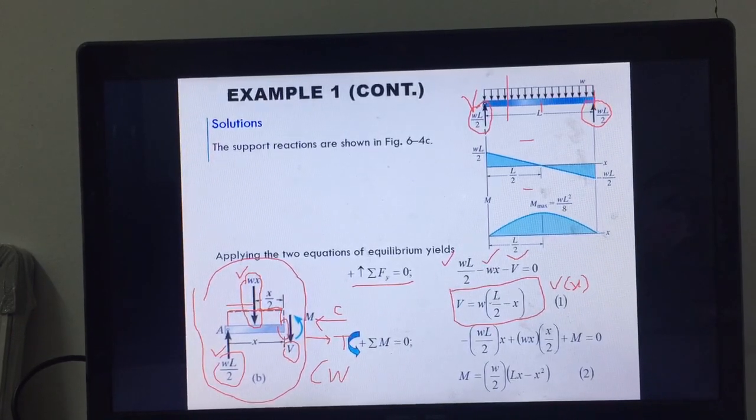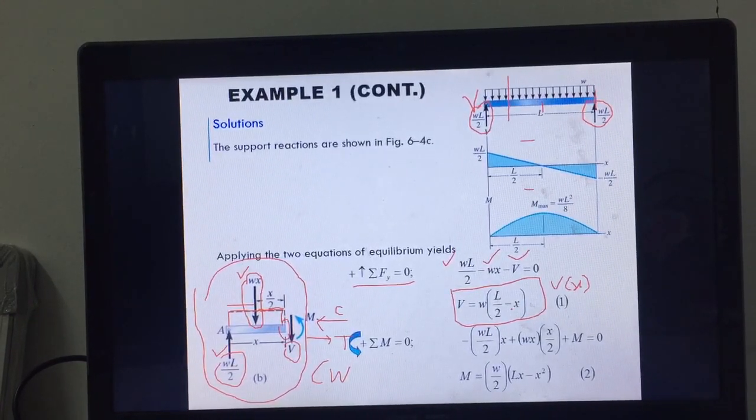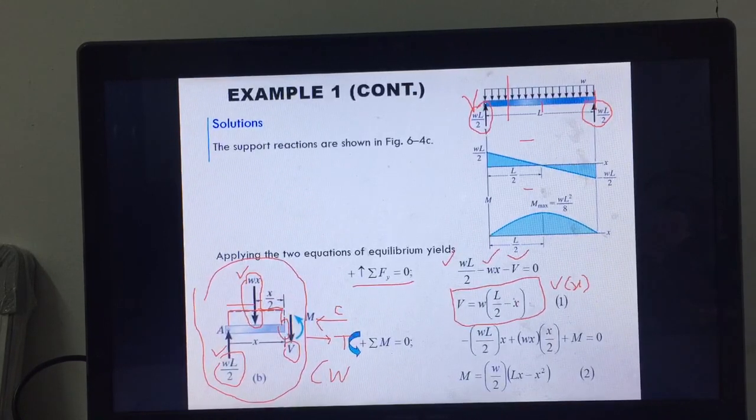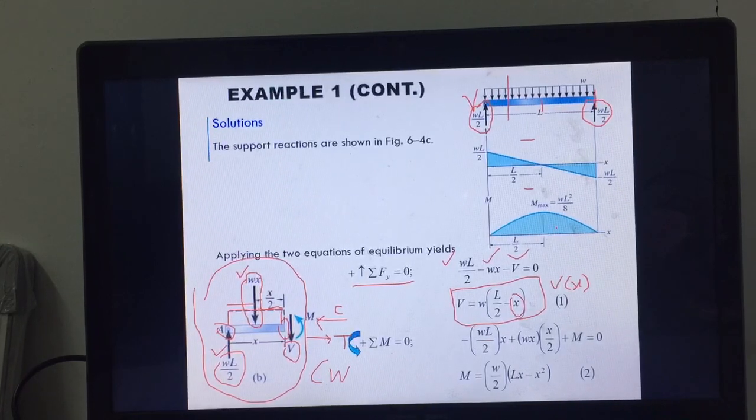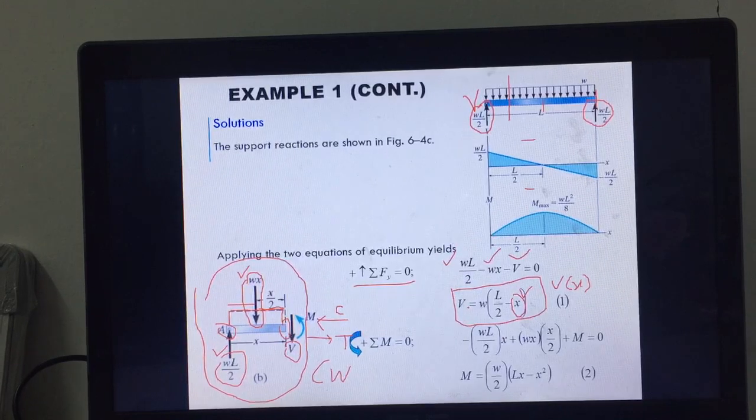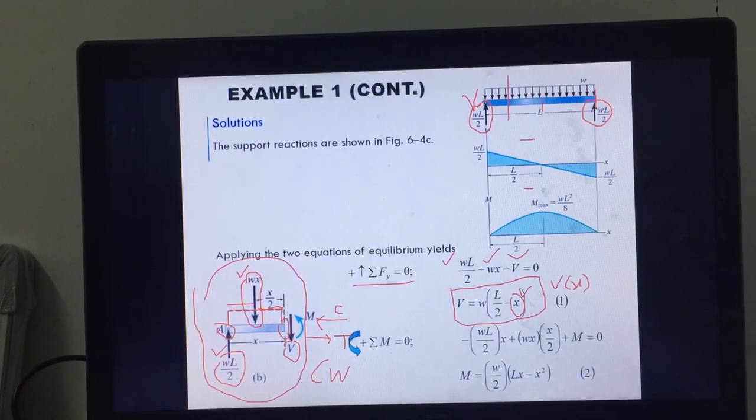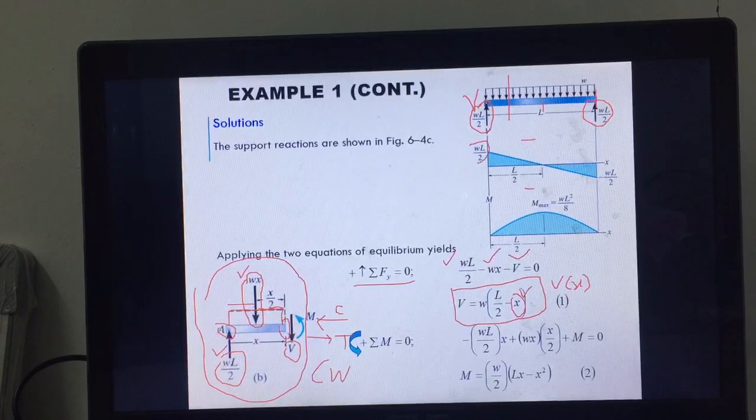You can have a sanity check for a while before we go to bending moment. What happens if x equals 0? If x equals 0, the V will be WL over 2, isn't it? Here at point A, x equals 0, the V is WL over 2. At x equals L over 2, the V will be 0, isn't it? So that's why here this is WL over 2 at x equals 0 at point A. In the middle, the V is 0.